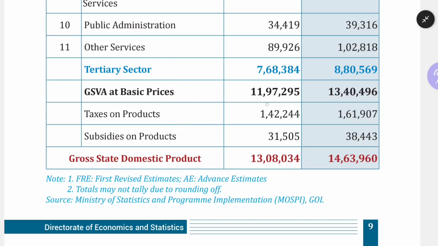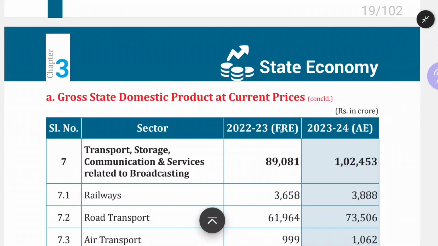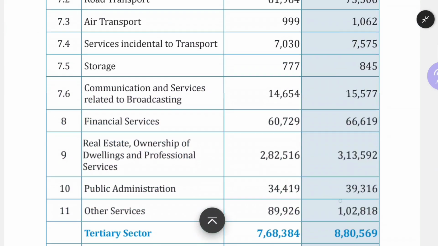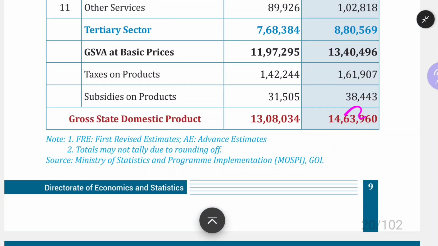Then we get around 13,08,034 crore rupees as our GSDP in the year 2022 to 2023, and in the year 2023 to 2024 it is an advanced estimate. AE means it has just increased to 14,63,000 crores. Remember this point. That comes to around 10% growth rate in the GSDP.